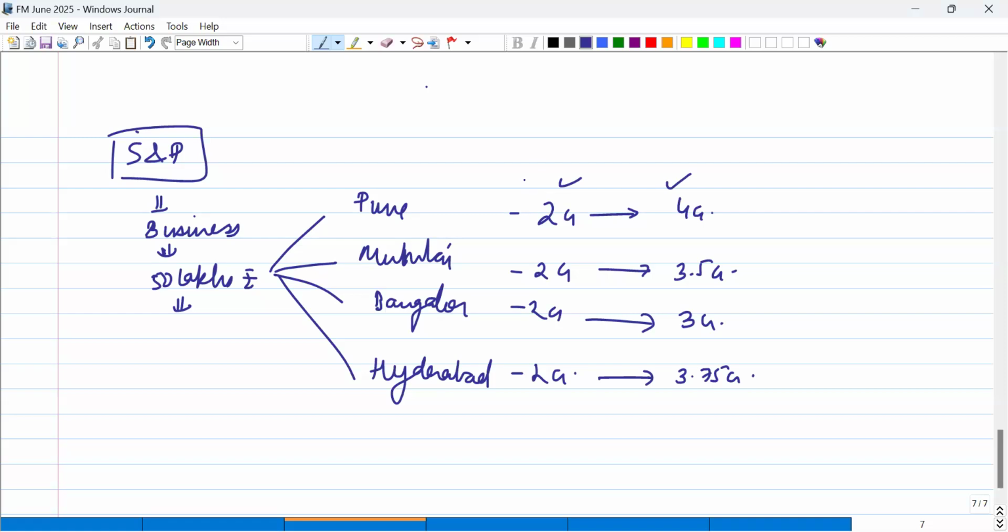And this 4 crore is nothing but the return that you get from the project. This could be called your NPV. Somewhere or the other you must have heard the word NPV, net present value. Yes, sir. So this is net present value: 4 crore, 3.5 crore, 3 crores, and 3.75 crores. Are you okay with it? This is how things work out in investment appraisal. Correct?